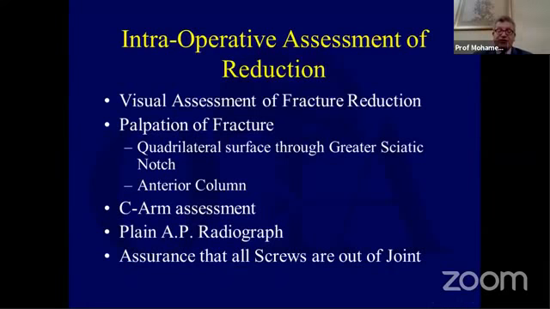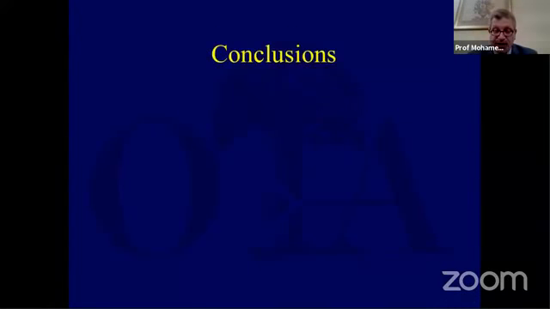The intraoperative assessment of reduction is very important. How can you assess the reduction of the acetabular fracture intraoperatively? Number one, by visual assessment. I see it with my own eyes, visual assessment of the fracture reduction, or I palpate it, palpation of the fracture in the quadrilateral surface through the greater sciatic notch and the anterior column, C-arm assessment, plain X-ray, and you have to assure that all screws are out of the joint.